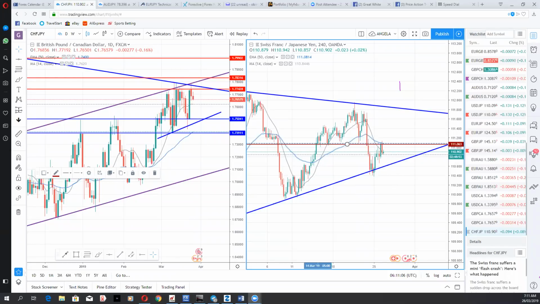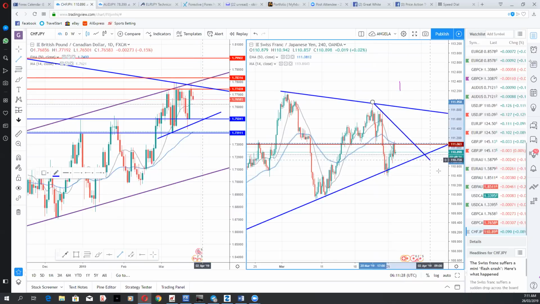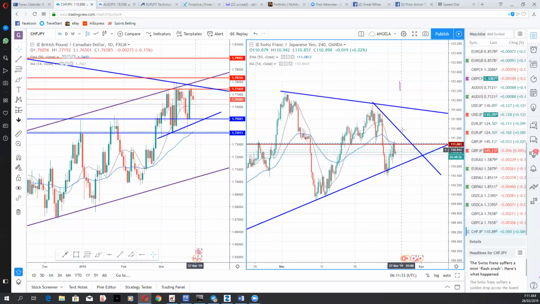The person who asked for it, I can't see your name, but you are aware of what I'm talking about. As long as price does not go above 111.06 on CHFJPY, it might come down to test this trend line. And even on the 4-hour, there is a 4-hour trend line. So that's just it for this pair. If it goes above here, it has this trend line to contend with. If it can't break above this trend line, it's coming back down. So that is it for today.